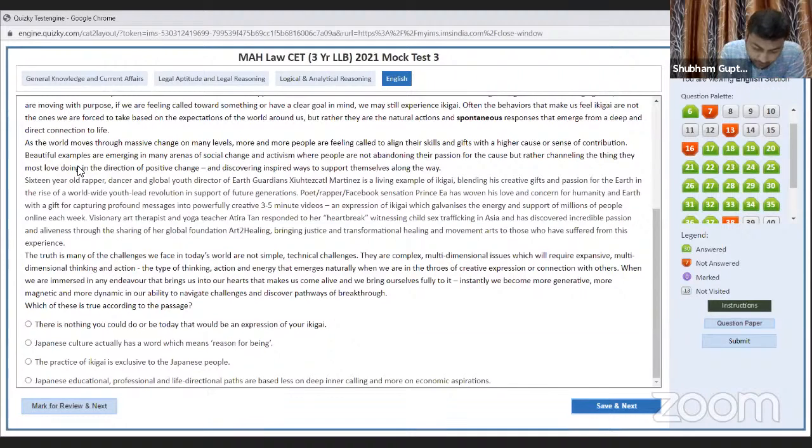So let's do it. Which of the following is true to the passage? There is nothing you could do or be today that would be an expression of your Ikigai. Japanese culture actually words with means reason for being. The practice for Ikigai is experience of Japanese people. The educational, professional, and life directional path based on less deep. So deeper is cancelled. The practice of Ikigai is exclusive. This is also wrong. Nothing you could do or be today that would be expression. This is also wrong.